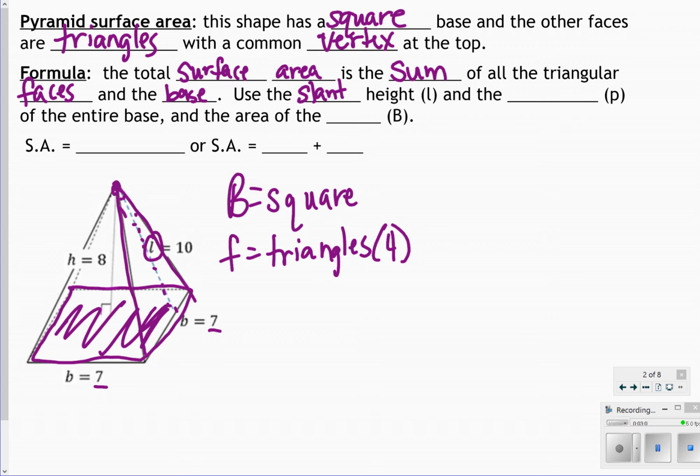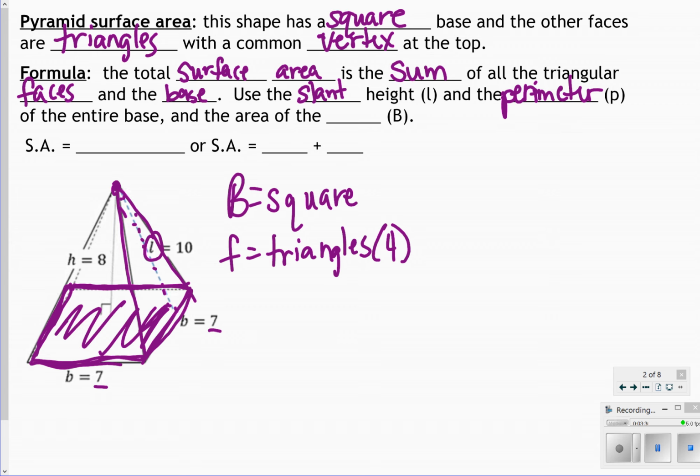And we're also going to use the perimeter of our base. The reason we're using the perimeter of the base is because the bases of all of our triangles make up the perimeter of whatever the base is. So in the formula, we would see the letter P, and that would stand for the perimeter. Perimeter. Okay, excuse the sloppy handwriting.